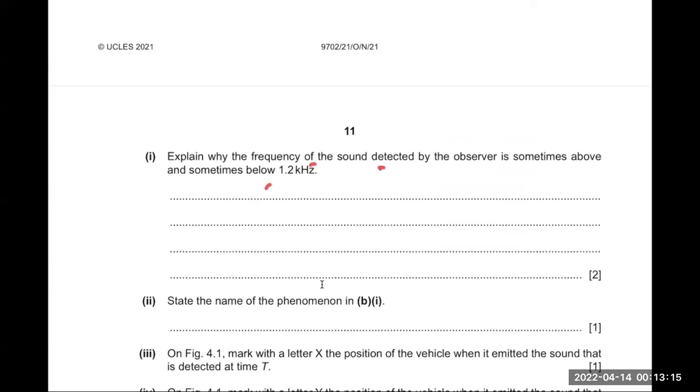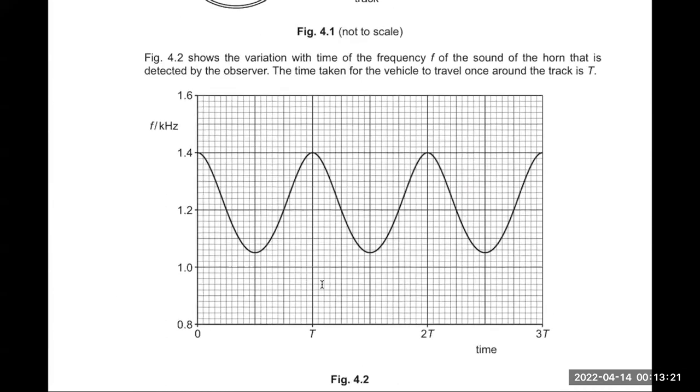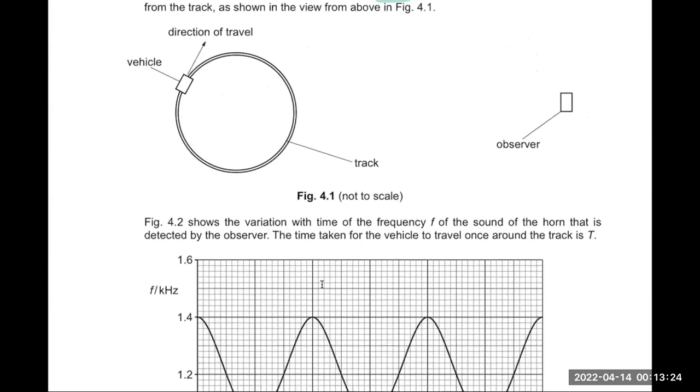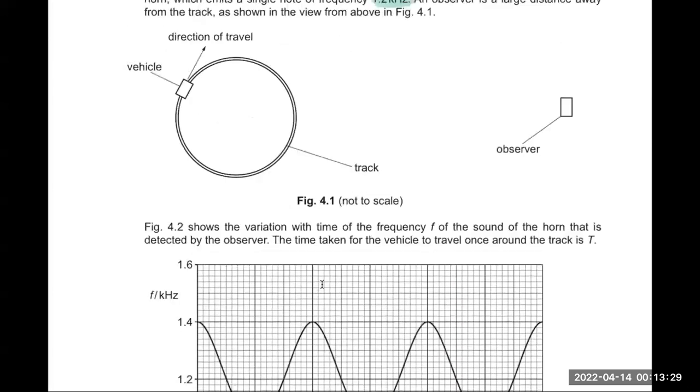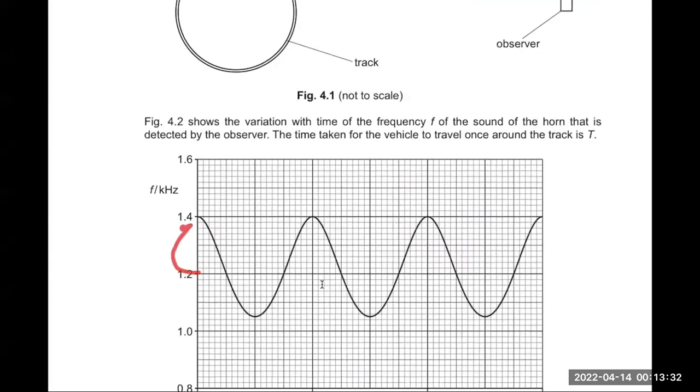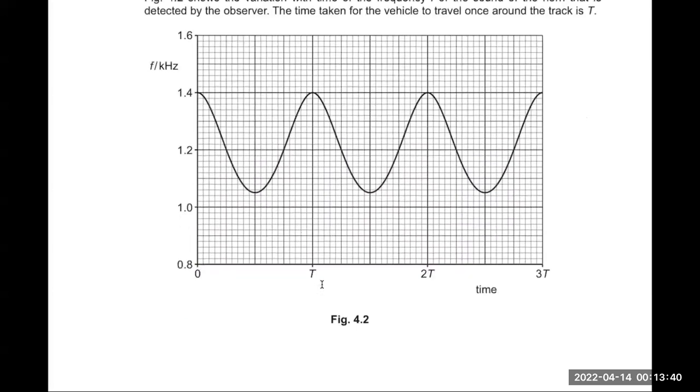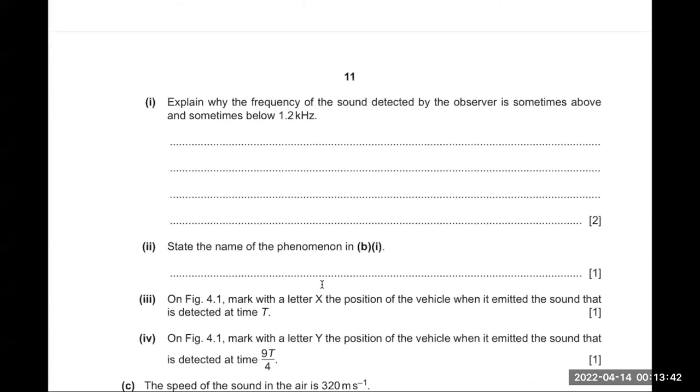Explain why the frequency of the sound detected by the observer is sometimes above and sometimes below 1.2 kilohertz. So the actual frequency is 1.2 kilohertz. And the question says, why is it that sometimes you hear a frequency greater than 1.2, which is 1.4, and sometimes you hear a frequency less than 1.2? And they're basically asking you for the explanation of Doppler effect, or asking you what Doppler effect is without asking you what Doppler effect is. They want the same answer. So why does that happen?